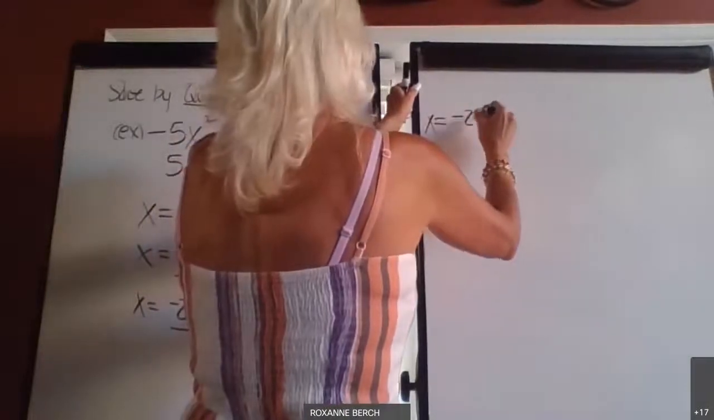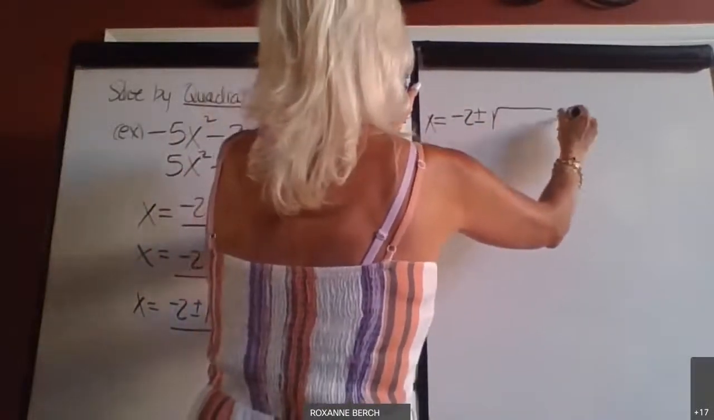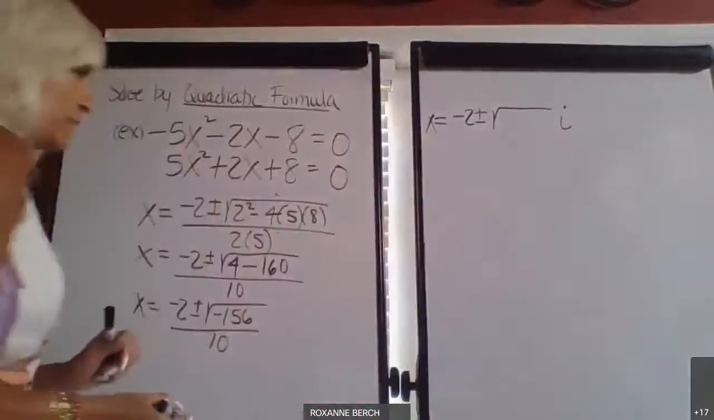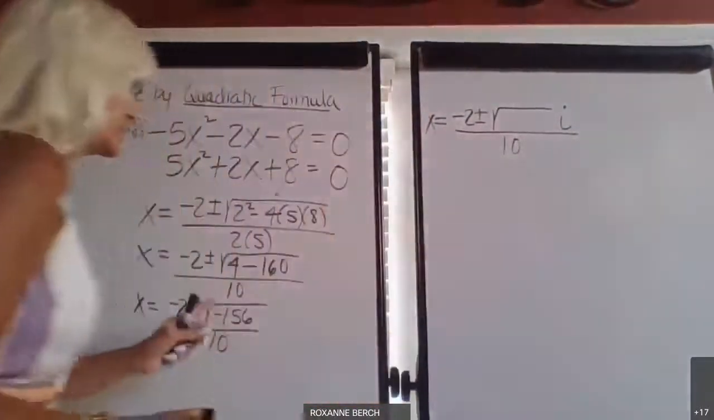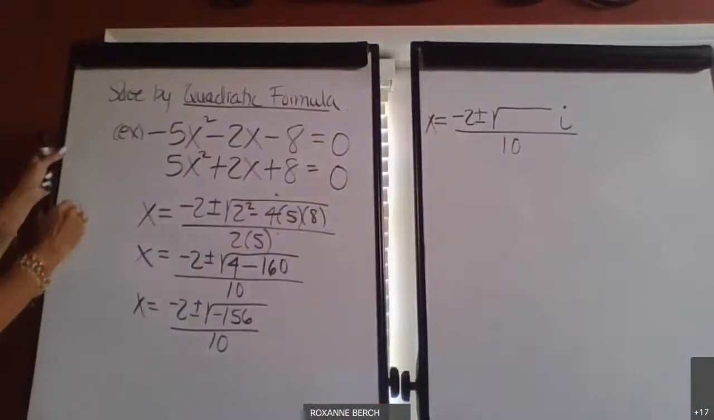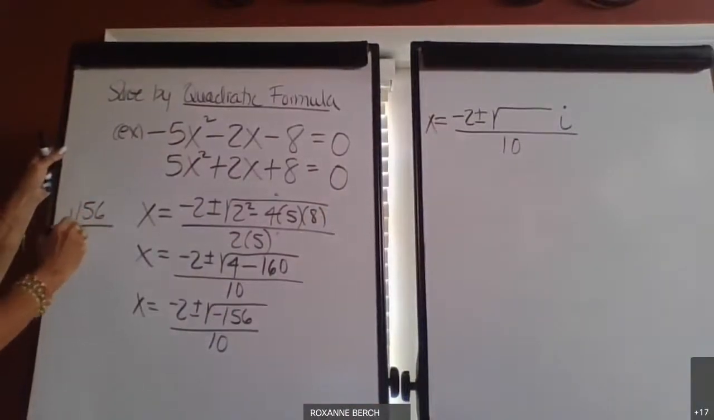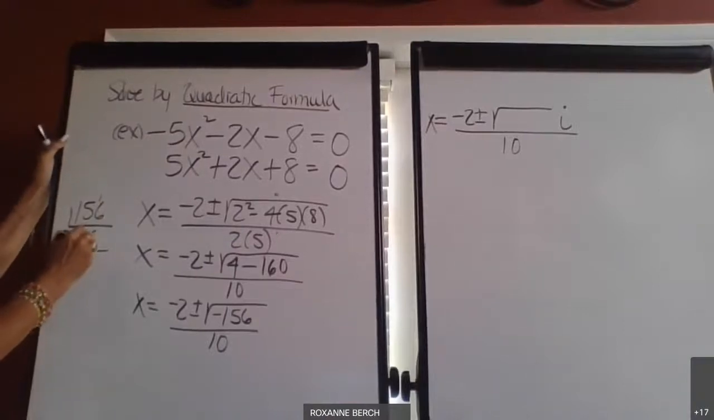So it's going to be -2 plus or minus the square root of something i, because there's a negative under the radical, all divided by 10. And now we have to do a prime factorization on 156. So we can take out a 2. 2 times 7 is 14 with one remainder. 2 times what is 16? 8. Take out a 2. 2 times 3 is 6 with one remainder.